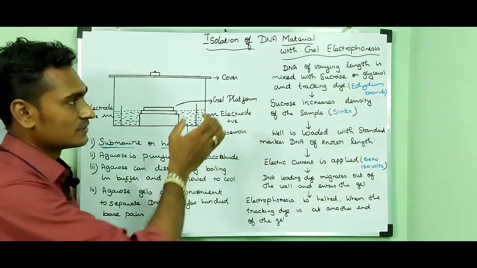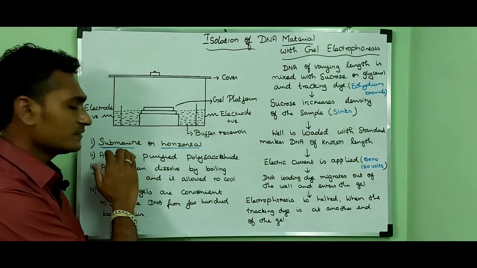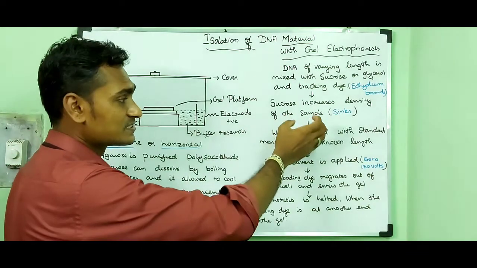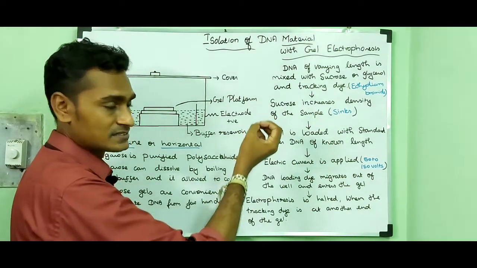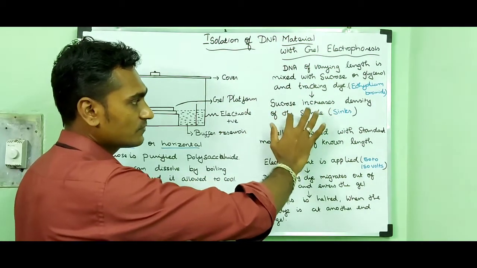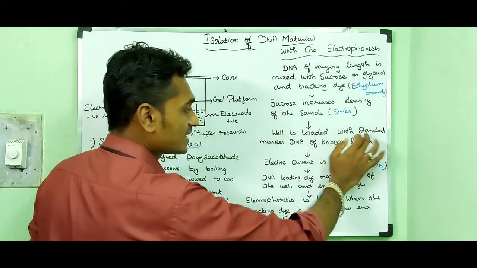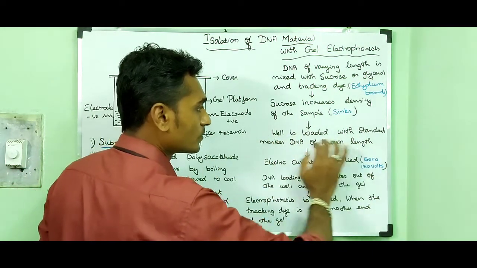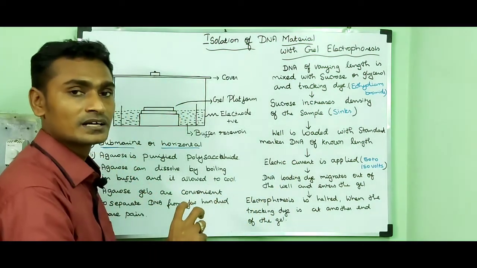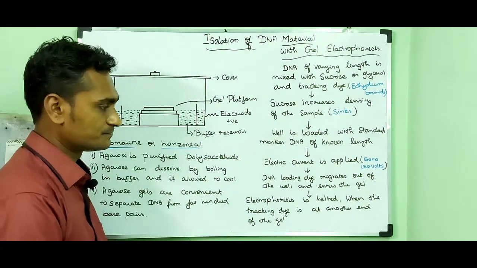That is why agarose gel electrophoresis is otherwise called submarine gel electrophoresis. Due to the increase in the density of the DNA sample, it sinks. The reason is sucrose. Then one of the wells is loaded with standard marker DNA of known length. This marker DNA is used to compare with unknown DNA fragments.